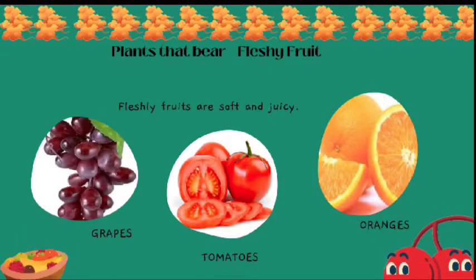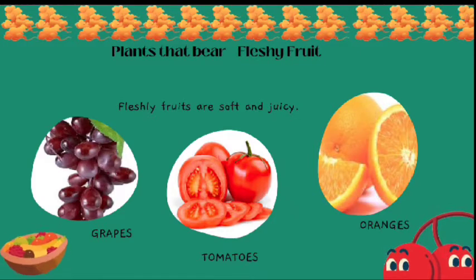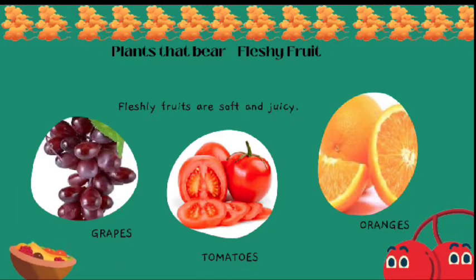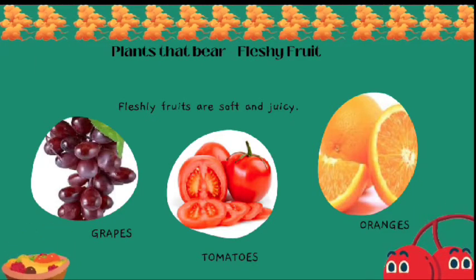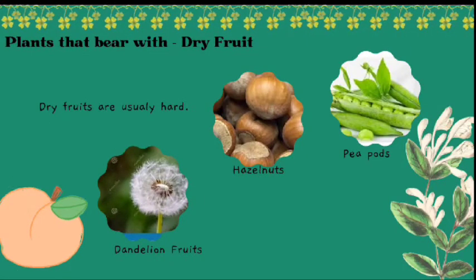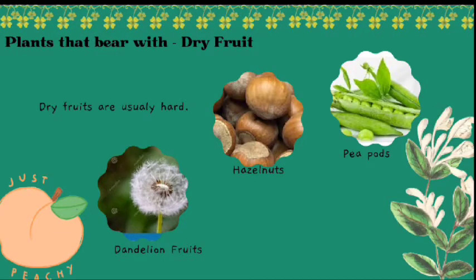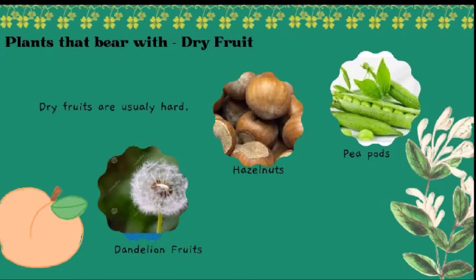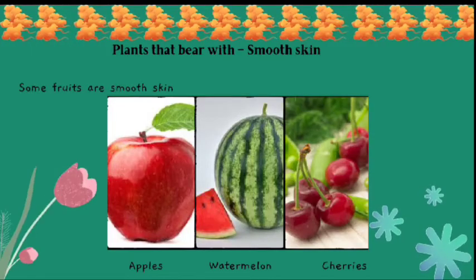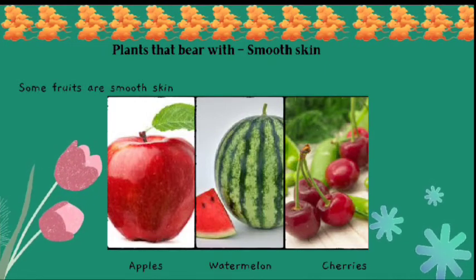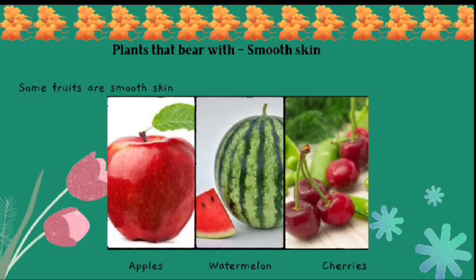This is the picture for plants that bear fleshy fruits. Fleshy fruits are soft and juicy. Grapes, tomatoes, and orange. Plants that bear dry fruits. Dry fruits are usually hard. For example, dandelion fruits, hazelnuts, and pea pods. Plants that bear smooth skin fruits. Some fruits have smooth skin, for example, apples, watermelon, and cherries.